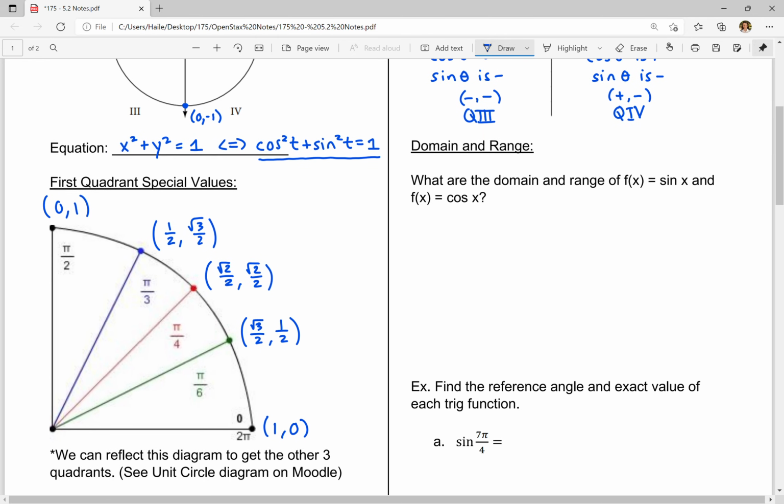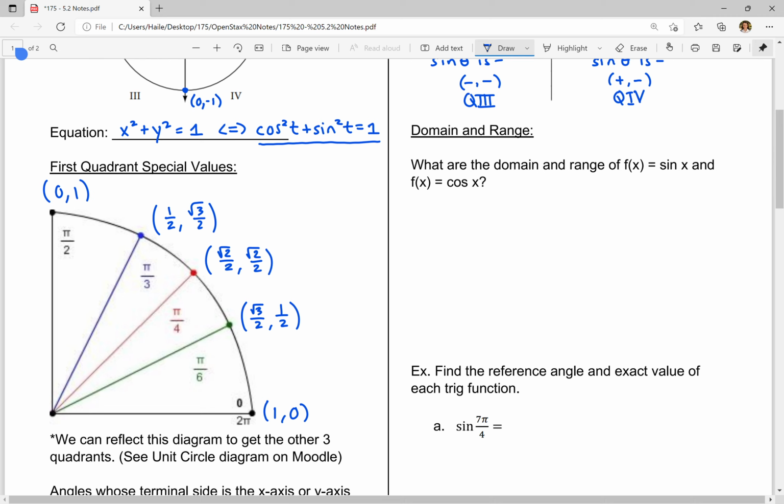So if you remember, maybe from a previous class, the domain of a function is all the x values. So these are the things that we can plug into a function, and the range is all the y values. So these are all the things that we get out of the function. Okay, so first we're going to talk about the domain.